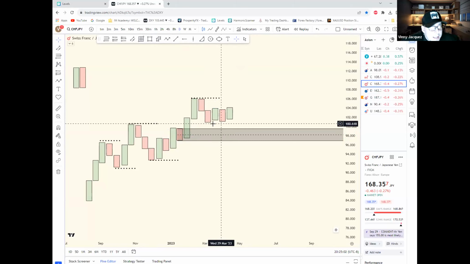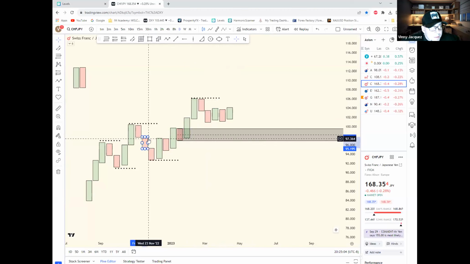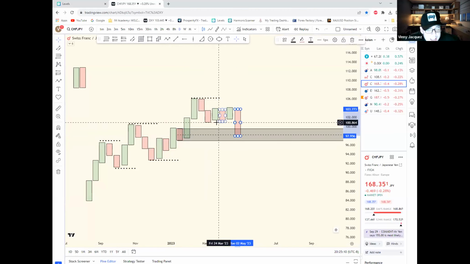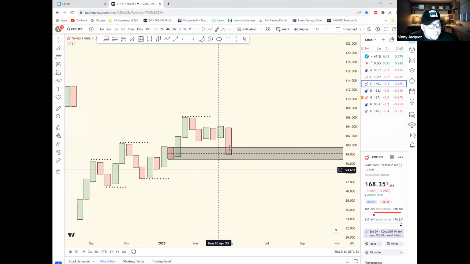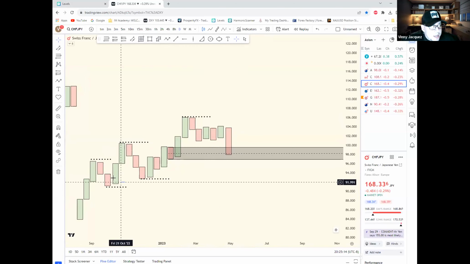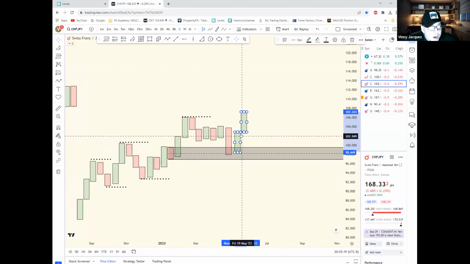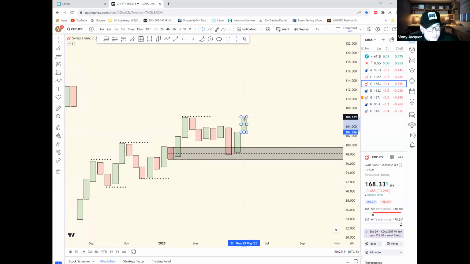Maybe we consolidate. And then right here, we get this nice movement. Boom. It entered our starting point for buys. Right? We're already looking for buys. Let's go ahead and get in. Boom. We're up right now. Let's go ahead and redraw this.